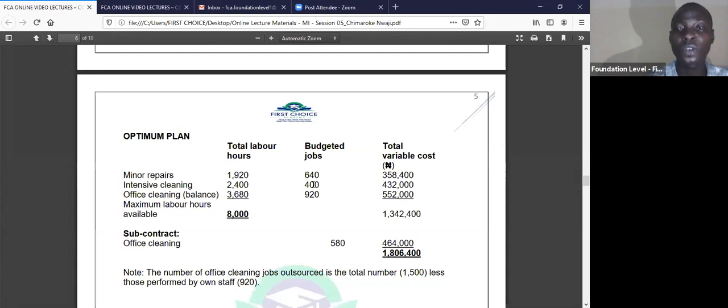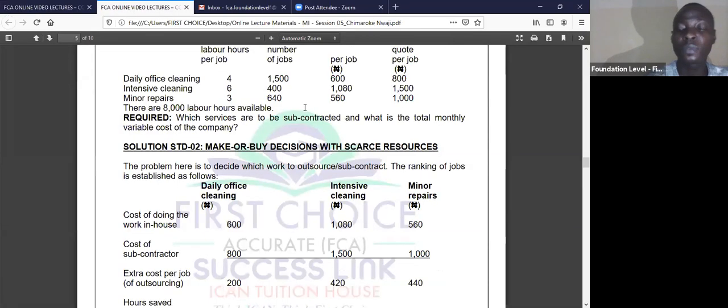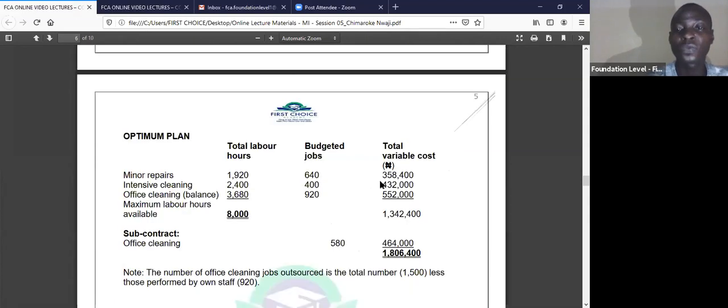So we are doing 400 jobs, 2,400 hours. So what will be my variable cost? My variable cost is 400 jobs I'm doing multiplied by the variable cost per job, which is 1,080. And what I get here is 432,000. So that's what I got, 432,000 here.